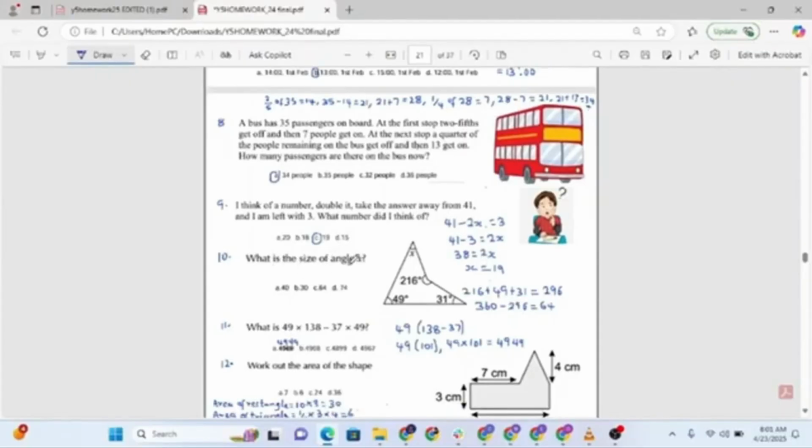Question 10. What is the size of angle x if the shape has 4 angles measuring 216 degrees, 49 degrees, 31 degrees, and x degrees? The correct answer is option C, 64 degrees.